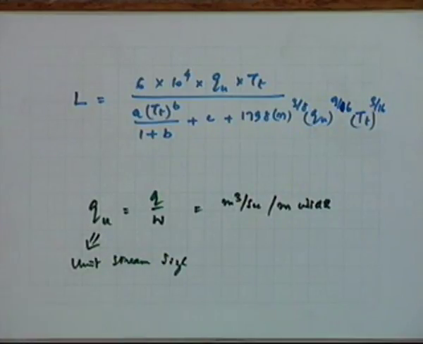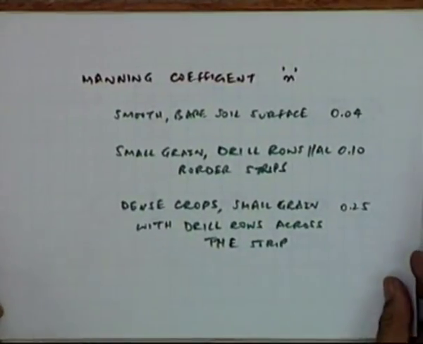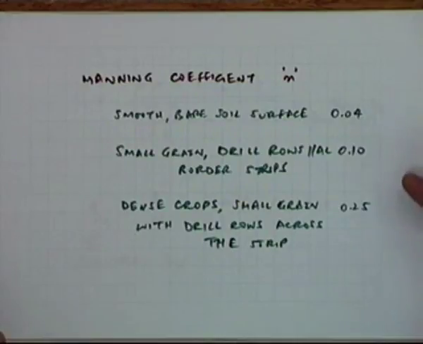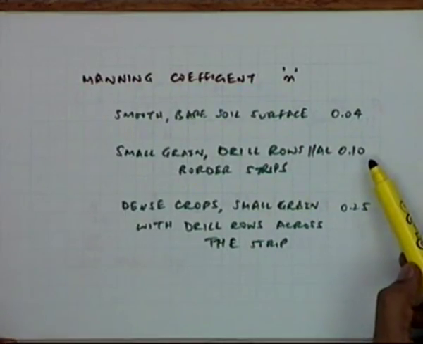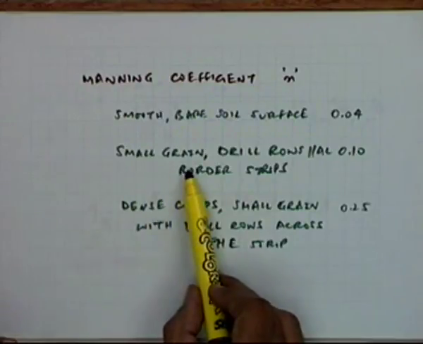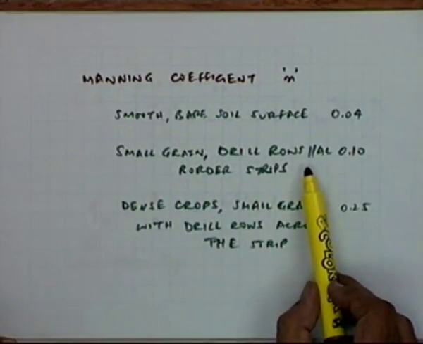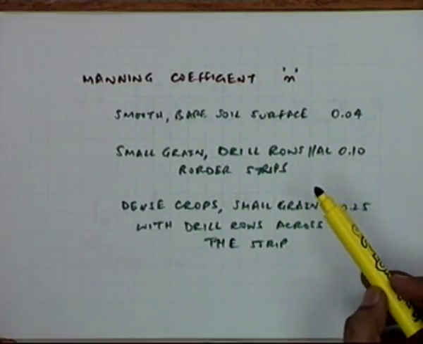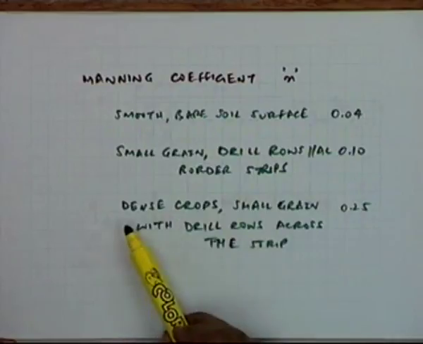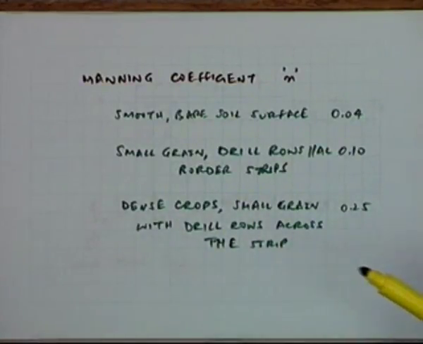And in this, the n value is the same as we had used for the border irrigation system. I had given you the three n values, which are representative of three conditions. This value was for smooth base soil surface. 0.1 is taken when you have small grain drill rows parallel to the border strip, and if you have a dense crop or when the rows are drilled across the border strip, then you have more resistance, the n value is 0.25.